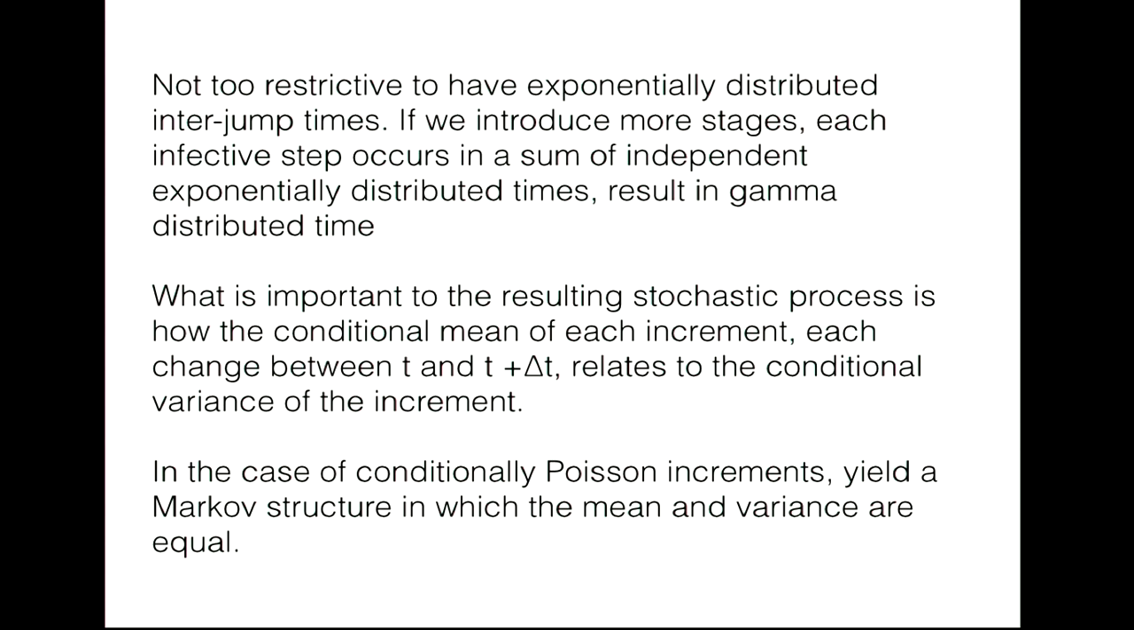The restriction that you must have exponentially distributed interjump times is not too restrictive. If you have more stages, each of them independent of each other, this results in a more complex distribution called a gamma distribution. What's really important is that the conditional mean for each increment, that is a change between t and t plus delta t, relates to the conditional variance of the increment, because for Poisson processes the mean and variance are tied to each other. Okay, so that's really the core understanding behind these models. So this is enough to yield a Markov structure in which the mean and variance of the process are equal to each other.